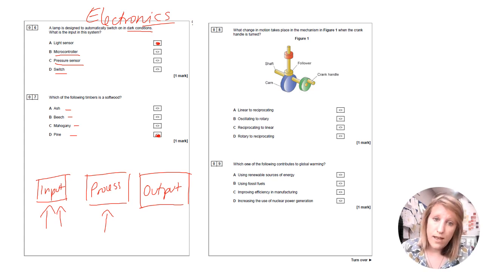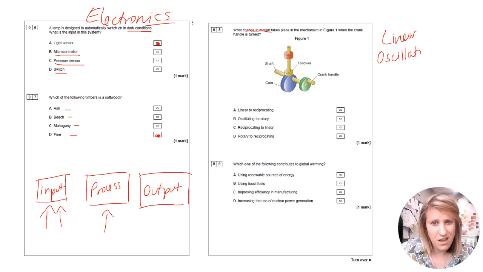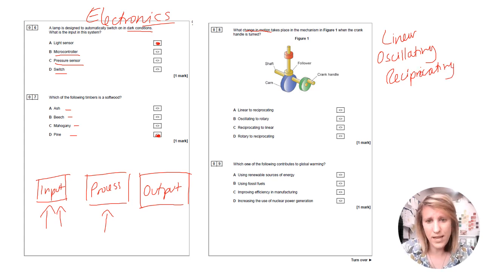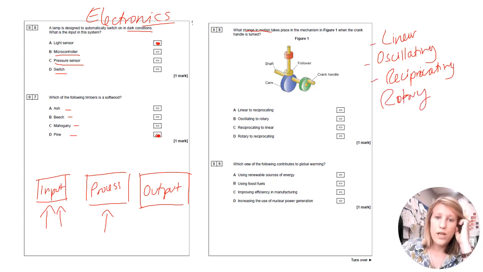Right, number 8. This is all about change in motion. So right away we are thinking about linear, oscillating, reciprocating, excuse my spelling, and there's another one as well, isn't there? Oh yeah, rotary. Okay, so those are the 4 that you need to be happy with. So on this one it's saying, what change in motion takes place in the mechanism in figure 1 when the crank handle is turned?